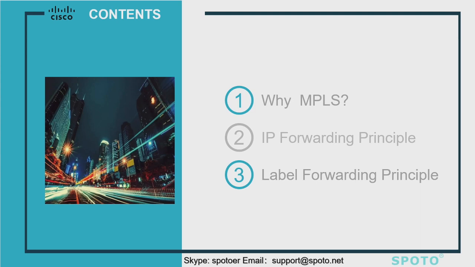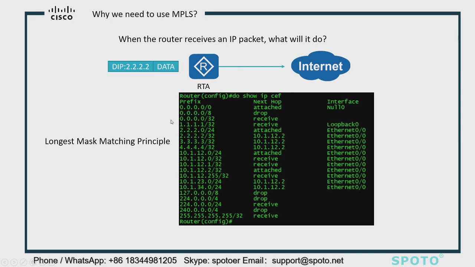First one is why MPLS, second one is the IP forwarding principle, and third one is the label forwarding principle. And so the first question is, when the router receives the IP packet, what will it do? So this is the first question.